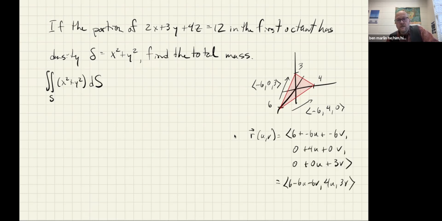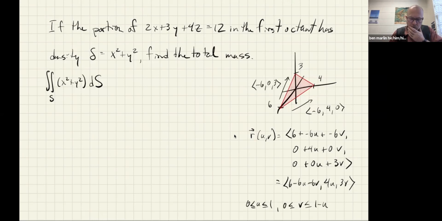Now here is the deal with it. We are going to go ahead and say our u goes from 0 to 1, and then our v goes from 0 to 1 minus u. You can reverse those, and that's totally fine.